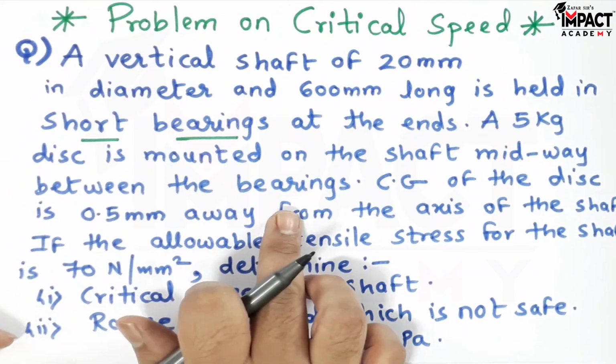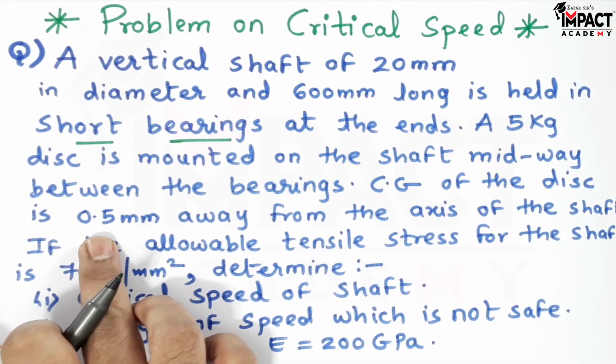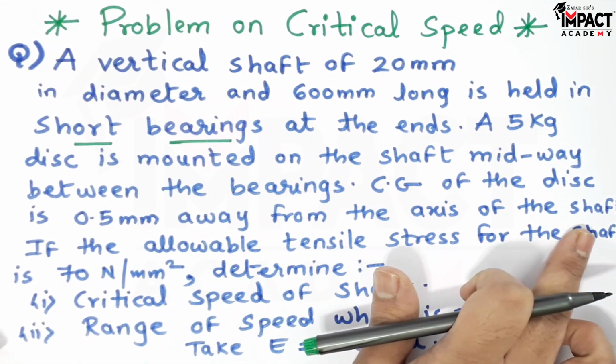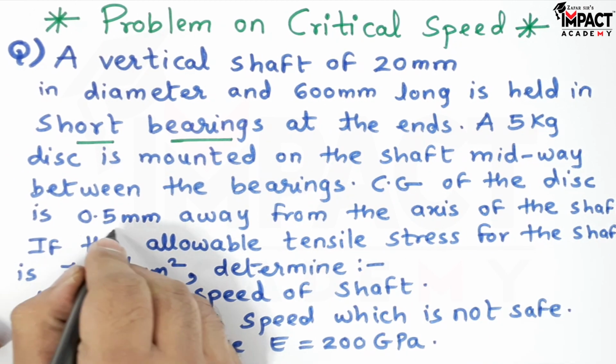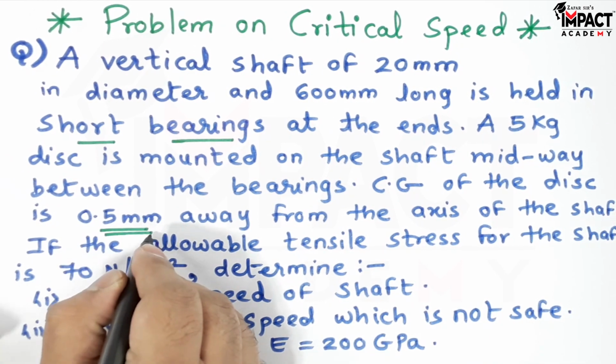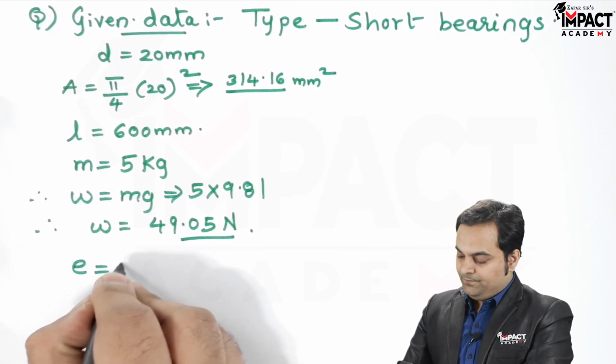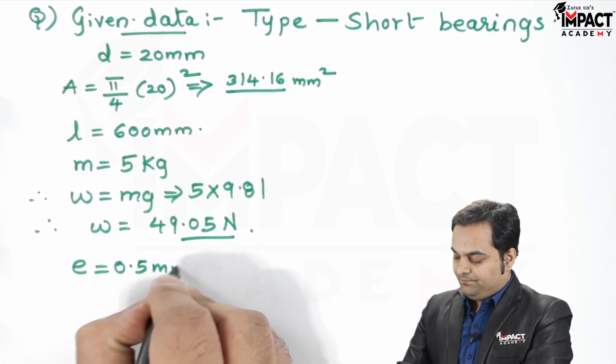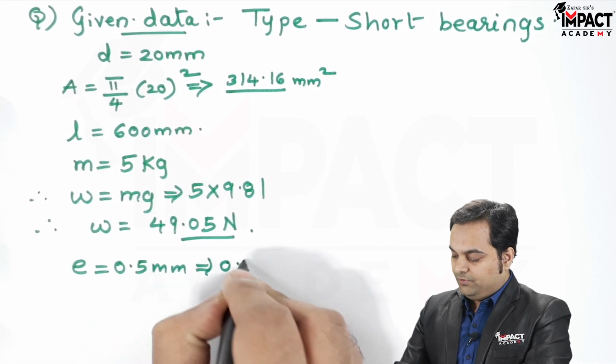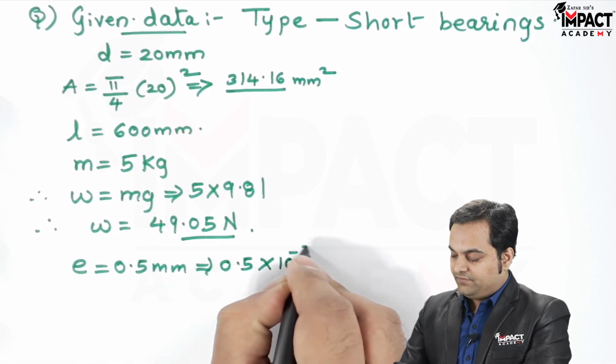Then between the bearings, CG of the disc is 0.5 mm away from the axis of the shaft. So this distance which is given, it is the eccentricity, denoted by small e, 0.5 mm, and that is 0.5 into 10 raised to minus 3 meter.